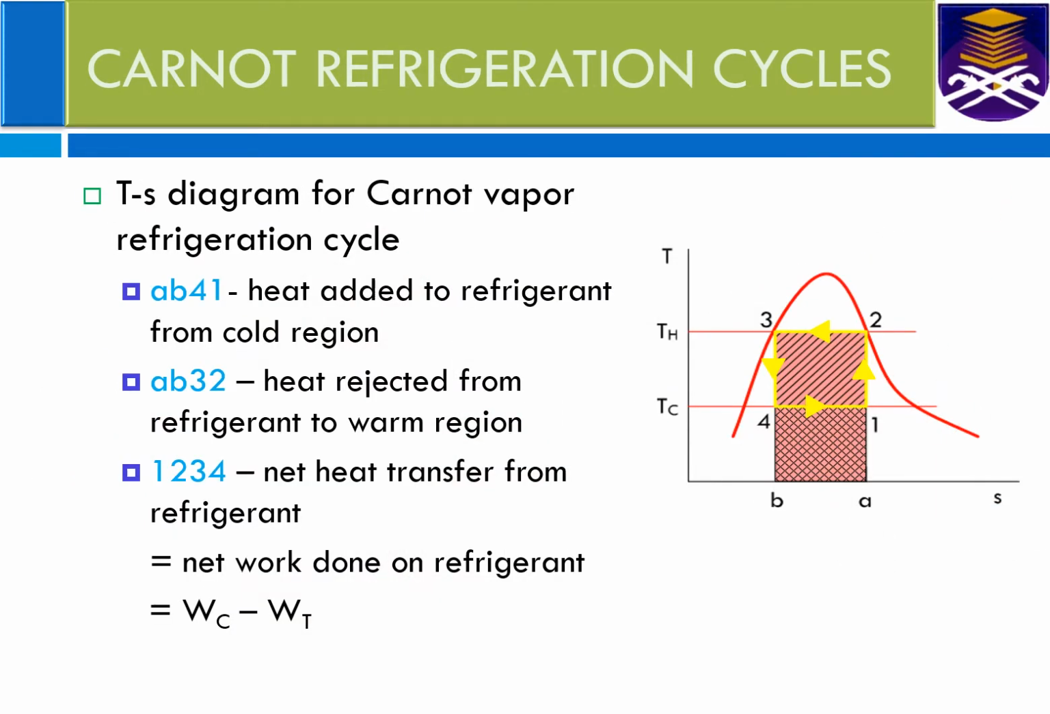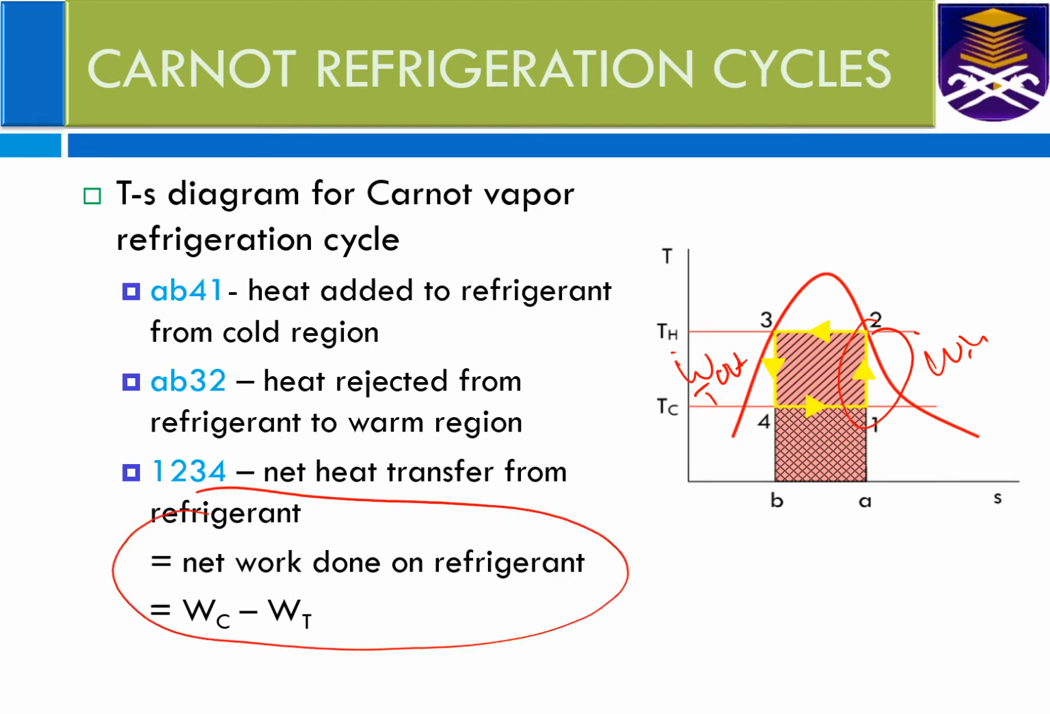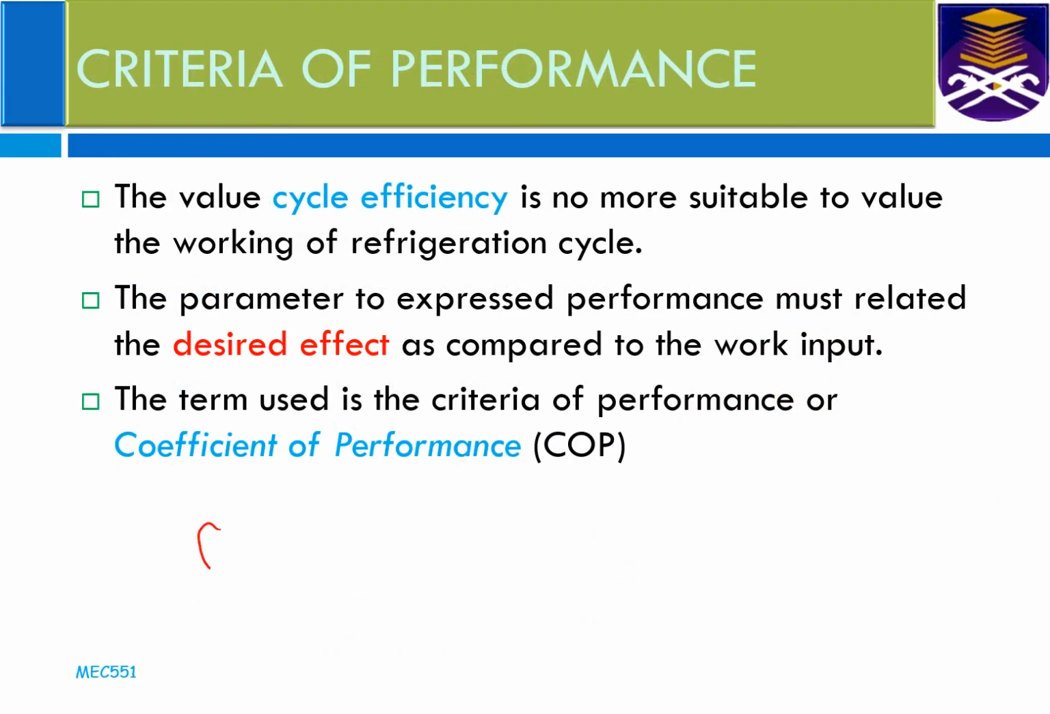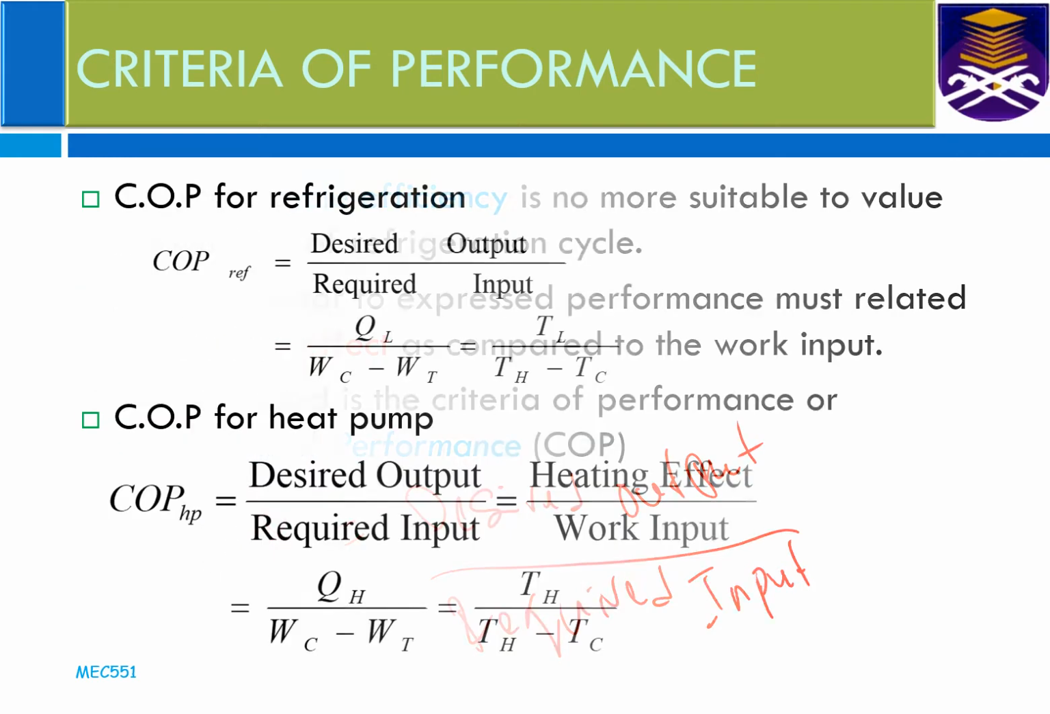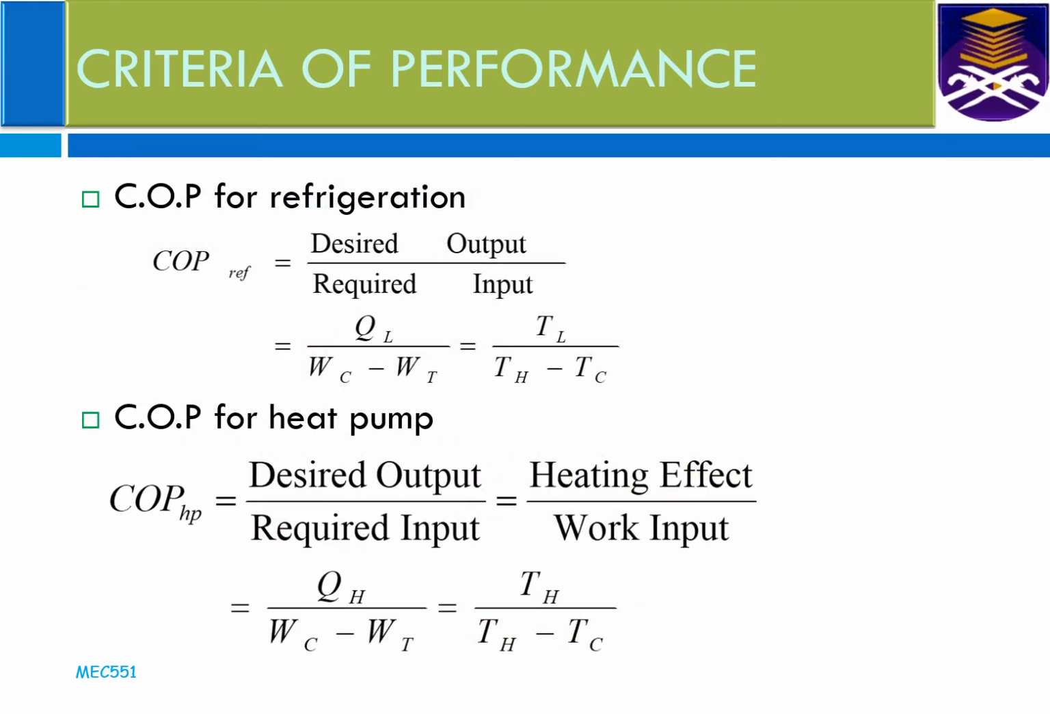From this, the net power is W in minus W out, which is in the turbine. So this is the net work done on the refrigeration cycle. The coefficient of performance depends on the desired output divided by the required input.